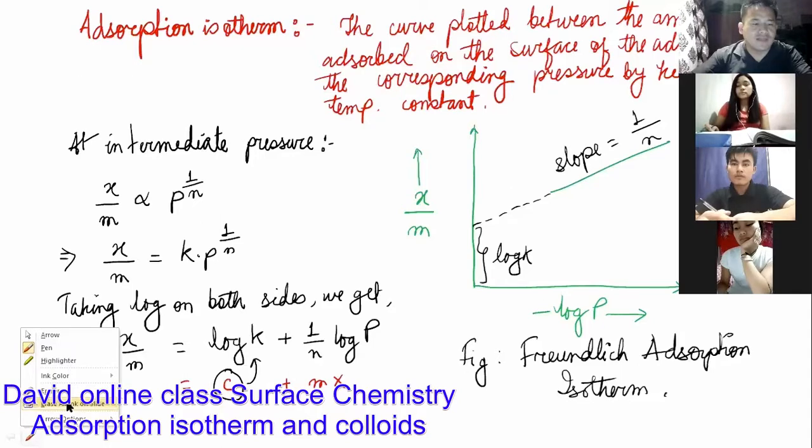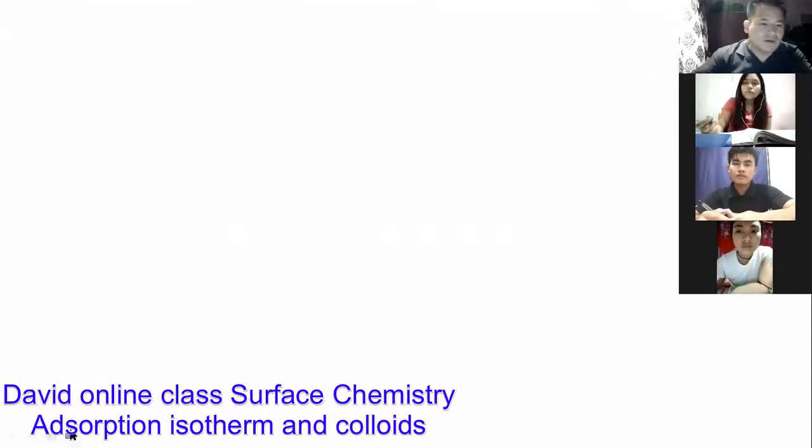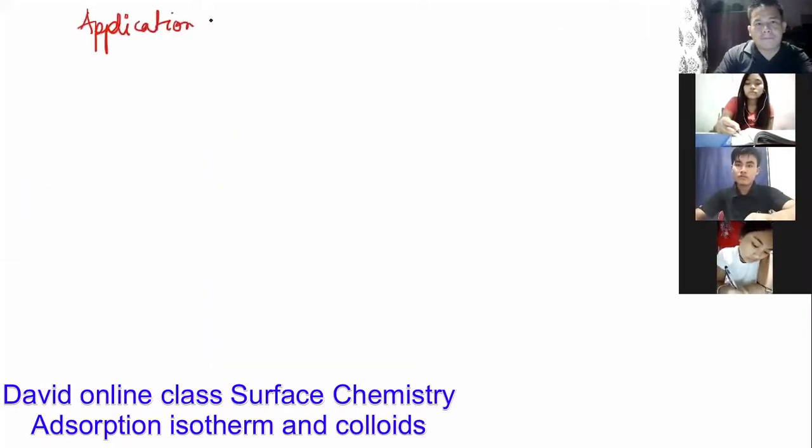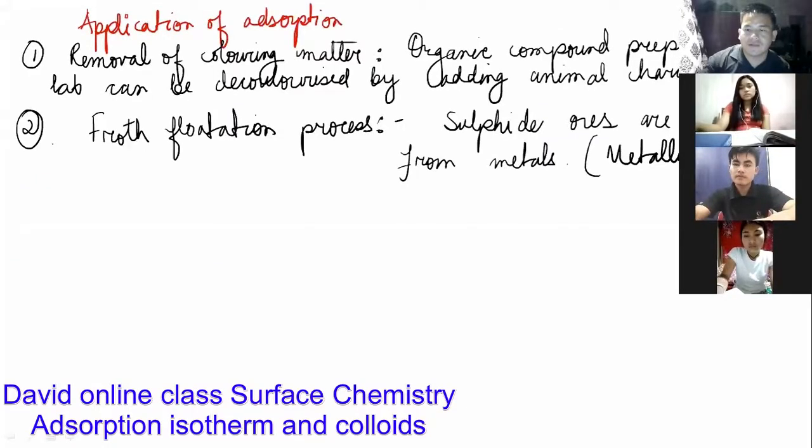And then we can come to the next topic. Okay, moving on to the next point. We're going to talk about some applications of adsorption. Metallurgy: sulfur containing ores, you are using for the flotation process, which is an application of adsorption.